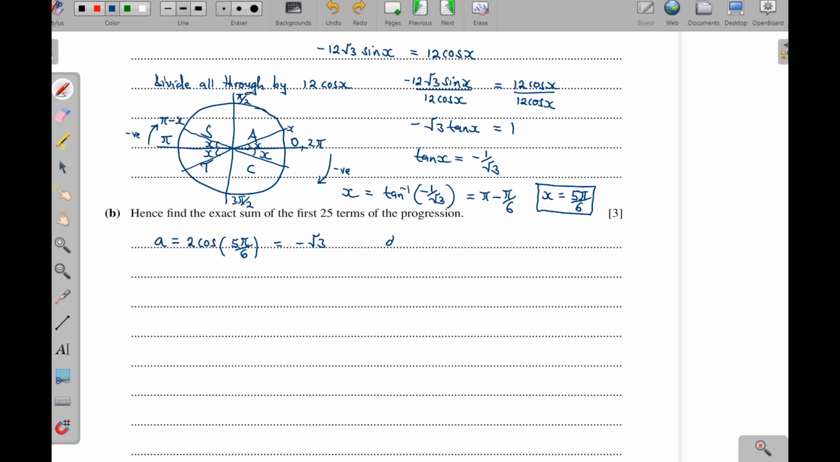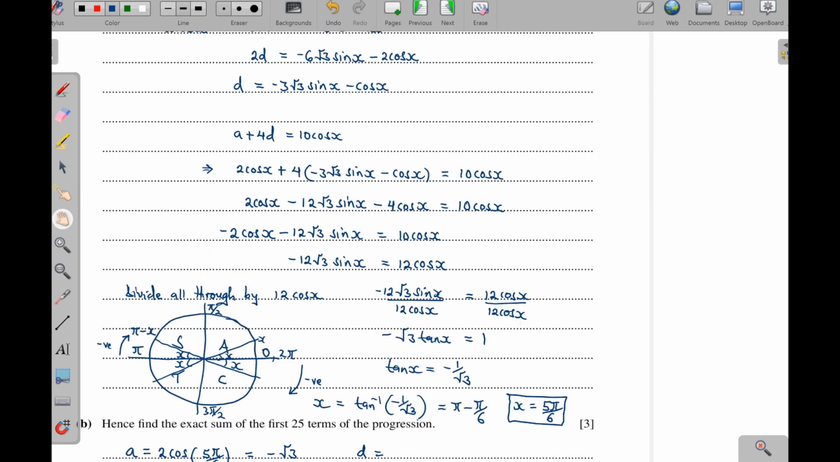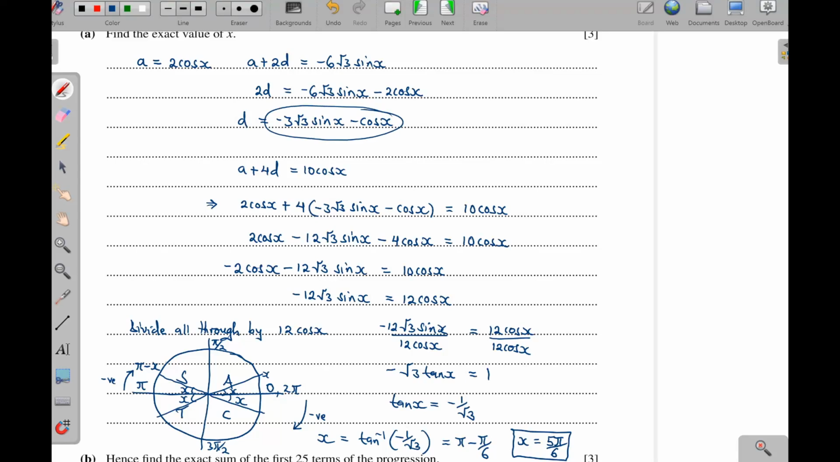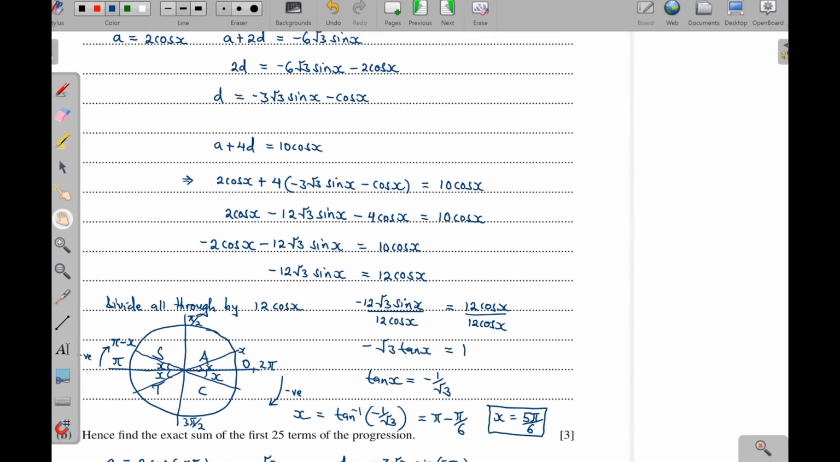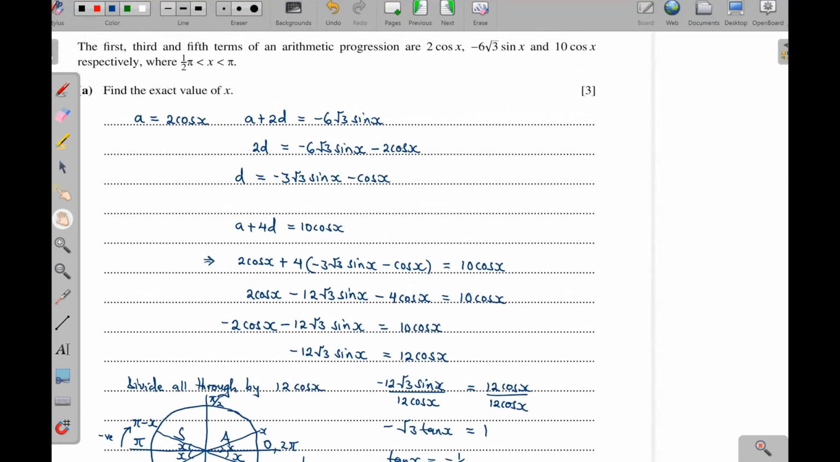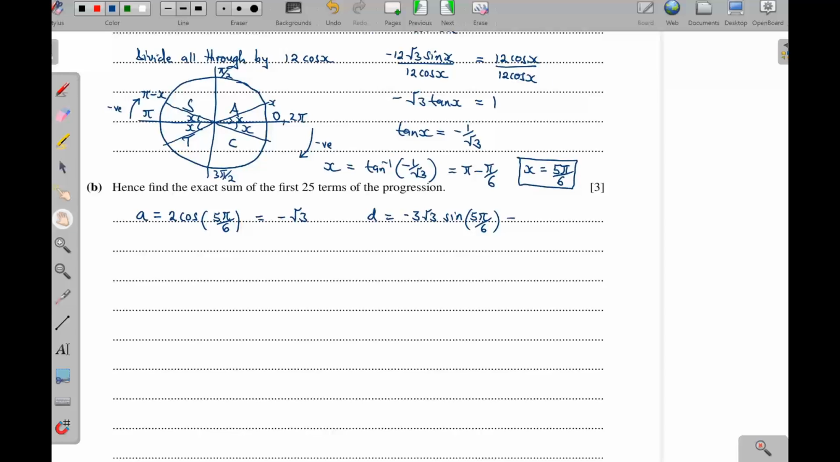And then we need to get the common difference. So how do we get the common difference? Right from here. This is the one, okay? Is it the one that we are having there? Yeah. So it is negative root of 3, negative 3 root 3 sine x, negative 3 root 3 sine of this 5 pi over 6. And then we subtract what else? We have cosine of x, which x is 5 pi over 6.